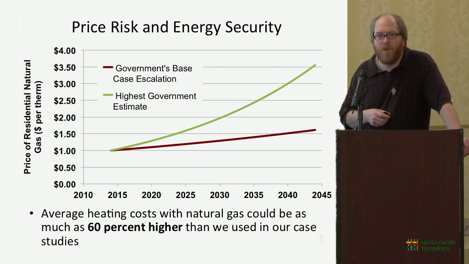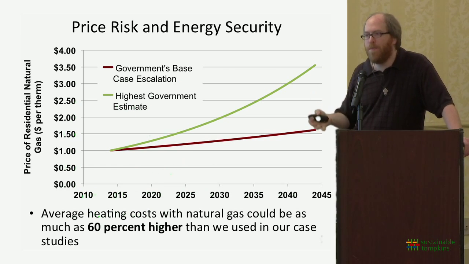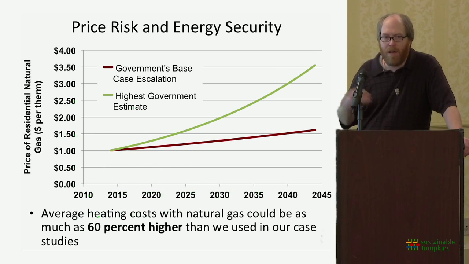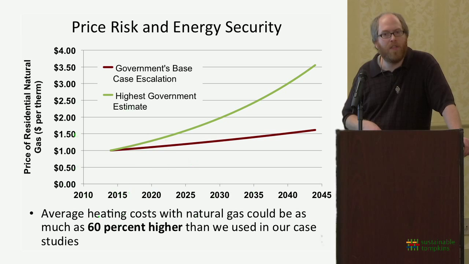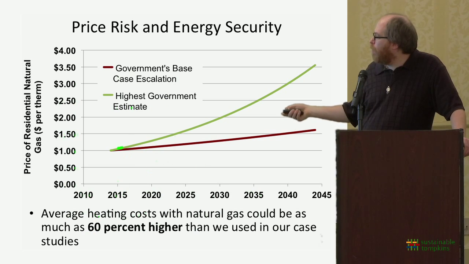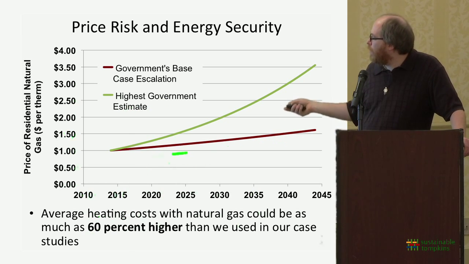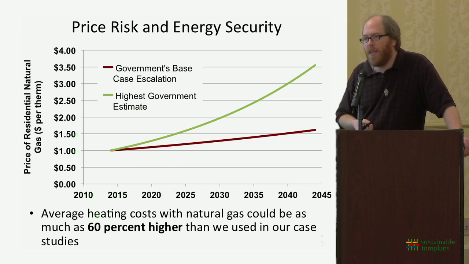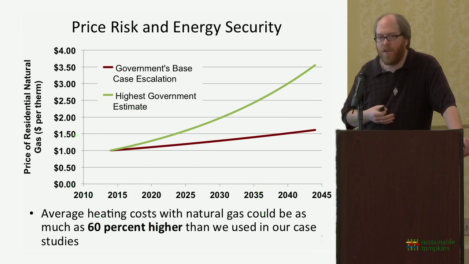And this assumes questions like, will natural gas be exported as liquefied natural gas from the United States? How much natural gas is there, in fact, in the ground? This is the more conservative estimate, the low costs. This is what it could be. And if you look out over that same 30 years, there's about a 60% average difference in price between the low cost and the high cost pieces.